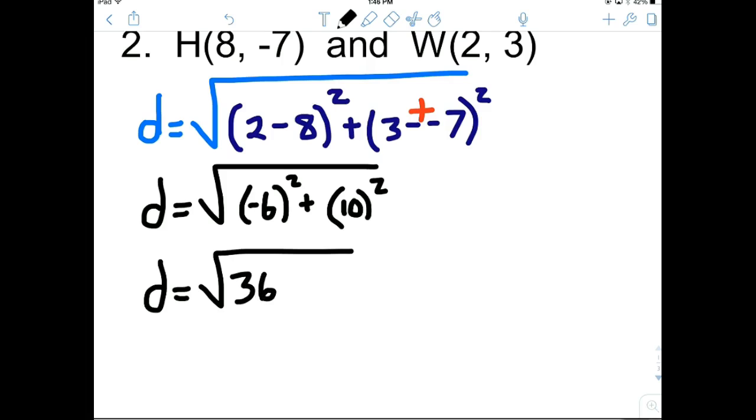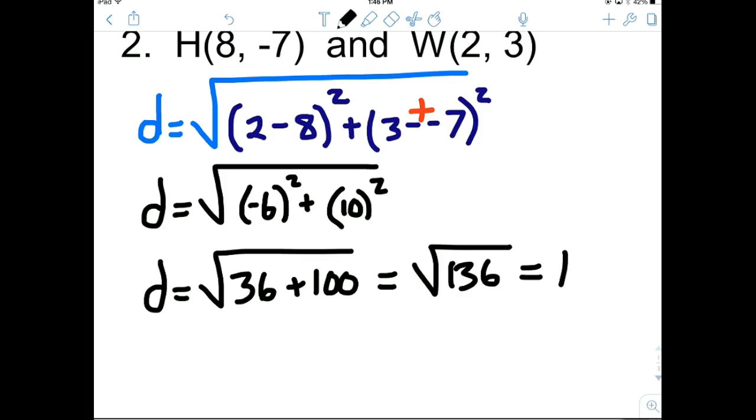Negative 6 squared is 36, and 10 squared is 100. So this turns out to be the square root of 136. Rounding to one decimal place, you'll find that this is 11.7. It's 11.66. That last 6 tells me to round it up to 7.